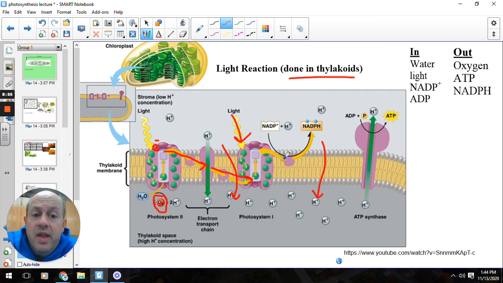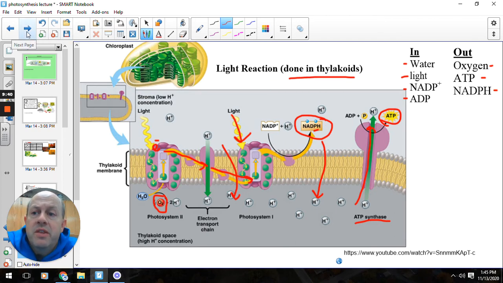Eventually that electron has to go somewhere, so it goes to the taxicab, NADPH. P for plant is kind of how you can remember that. And then now we have all these hydrogen ions on this side and not very many on this side. So they want to get through to the other side. So they're going to go through this special molecule, ATP synthase, and that protein will be what makes our ATP. And so that is the light reaction. So water's going in, light's going in, and then we had to have our empty versions of NADP plus and ADP. And then what comes out is oxygen, ATP, and NADPH. And so that's done in the thylakoids.